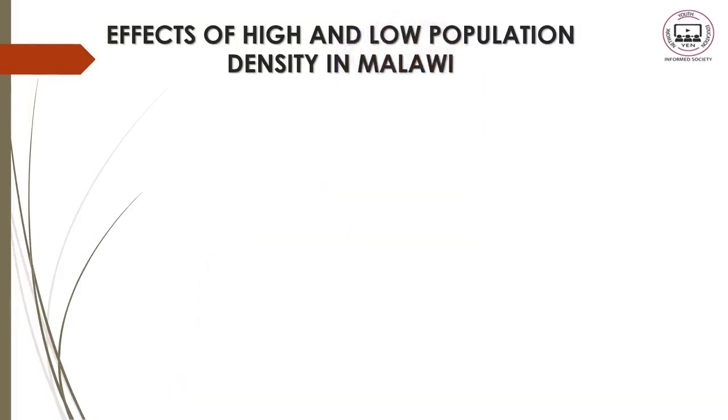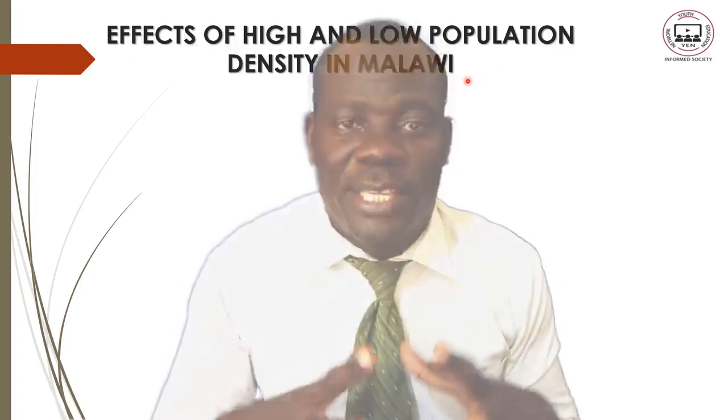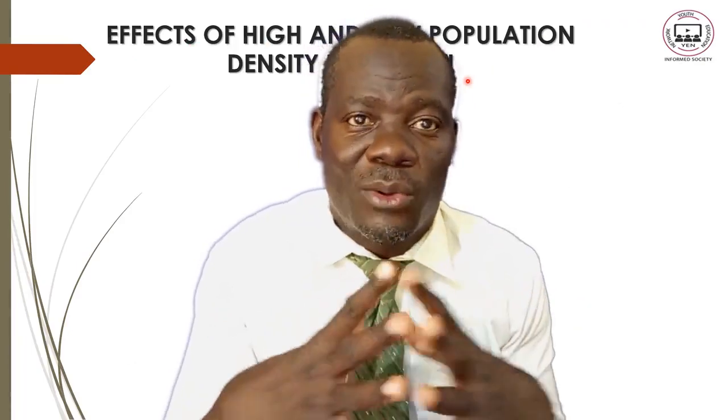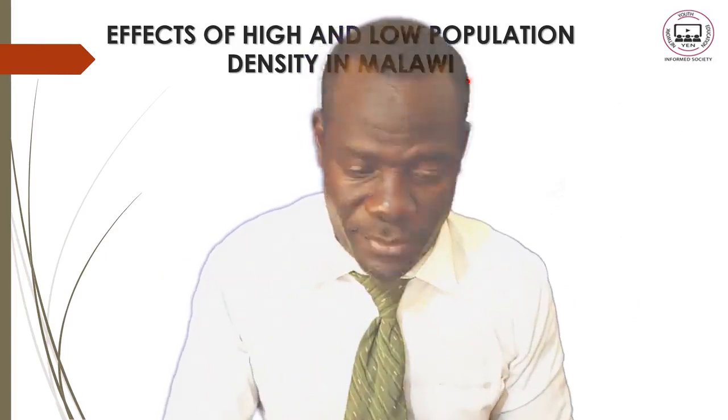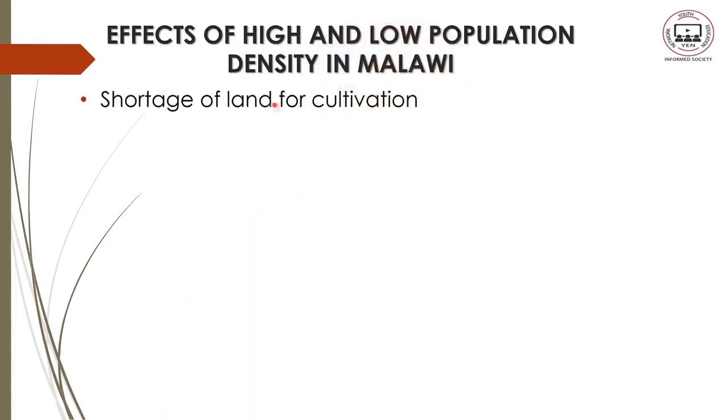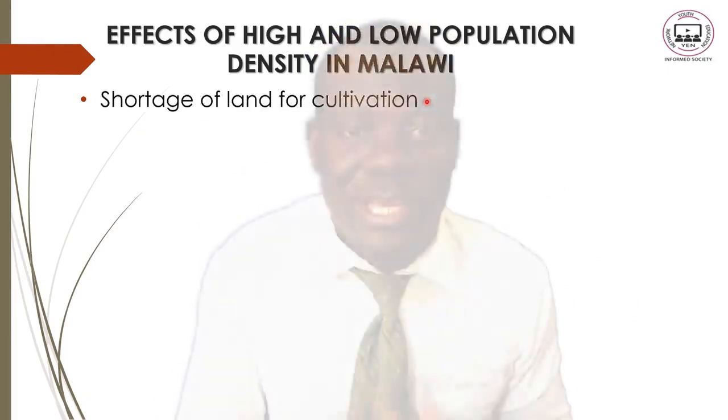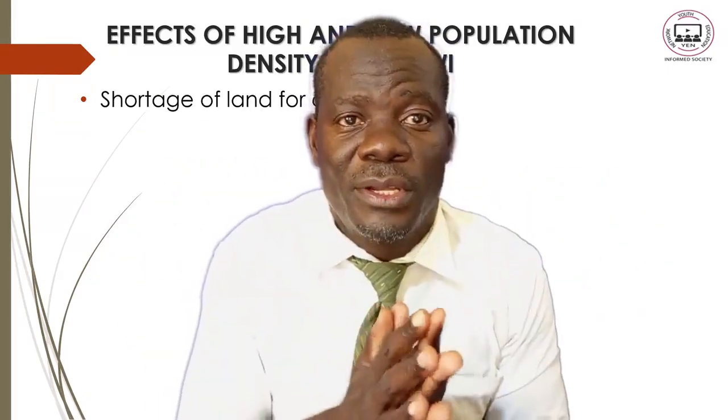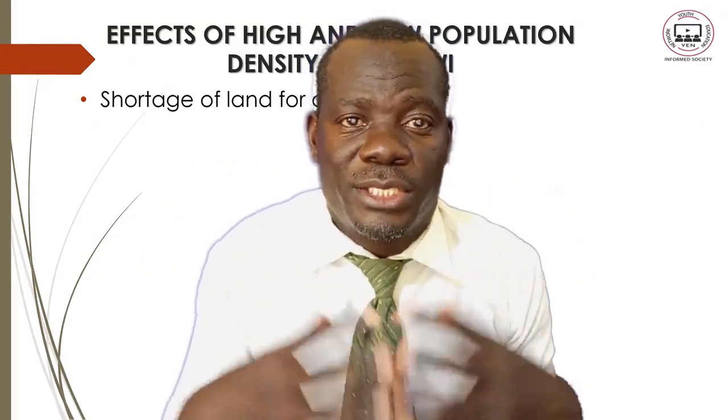Now, let us look at the effects of high and low population density in Malawi. What are the effects? What are the problems that are caused by high population or low population? We are going to look at some of these issues. Number one, shortage of land for cultivation. When an area has so many people, they scramble for land to cultivate.